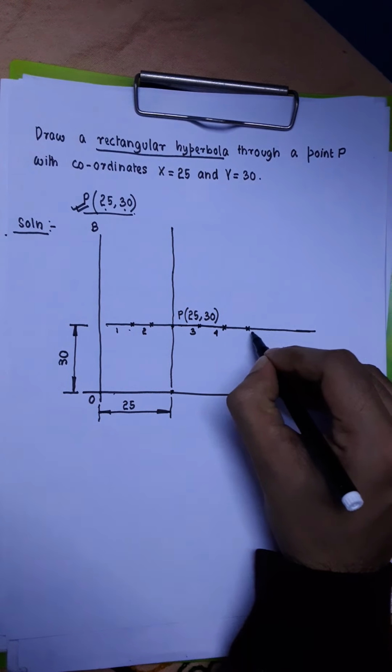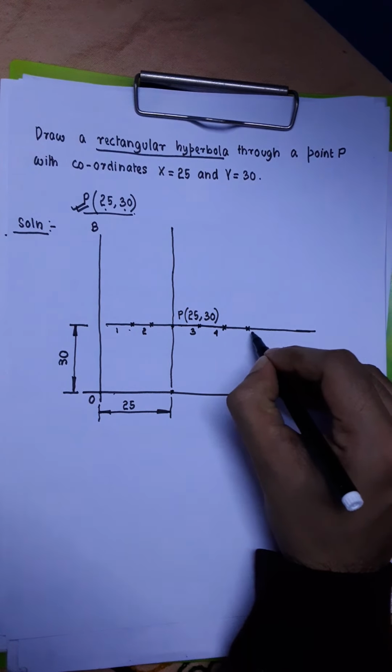Now, this is the line joining 3 with O, and it is intersecting this vertical line at this point. So, this point you call as 3 dashed. This line is joining 4 with O and it is intersecting the vertical line at this point. So, this point you call as 4 dashed.